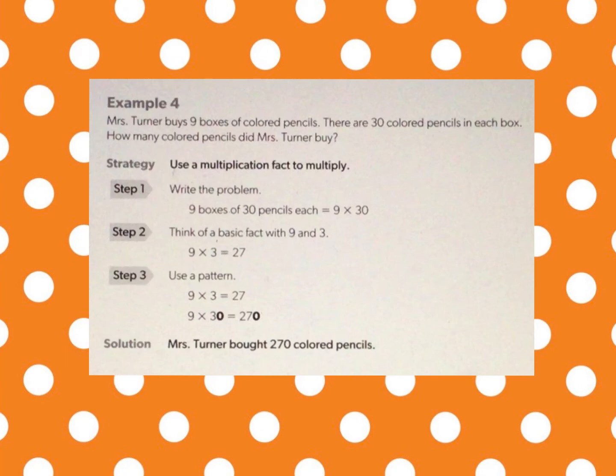Here's one more example. Mrs. Turner buys 9 boxes of colored pencils, and there are 30 colored pencils in each box. How many colored pencils did Mrs. Turner buy? So we're going to circle those numbers, underline those keywords, each. Okay, so we know that we're going to write the problem, 9 boxes of 30 pencils each is 9 times 30. We're going to think of that basic fact, cover up that 0. 9 times 3 is 27, and then now add the 0. 9 times 30 is 270. So Mrs. Turner bought 270 colored pencils.